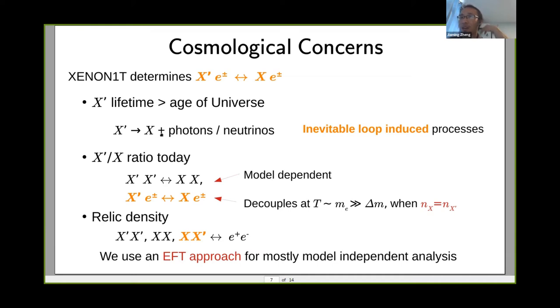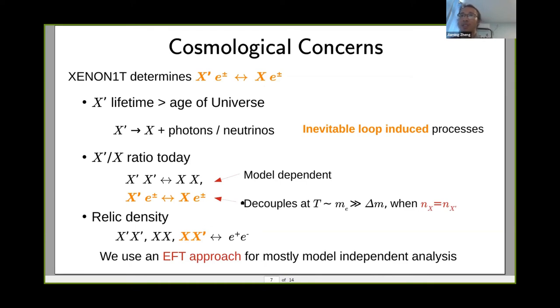in the detector. The second concern is that this interaction also converts the two components into each other in the early universe. And we might need to worry about their ratio today. But fortunately, this process decouples in the early universe when the temperature is slightly lower than the mass of the electron and much larger than the mass gap, so that this ratio is actually frozen at equality in the early universe. And finally, by crossing this interaction, we get an annihilation process, and it indeed affects the relic density here.